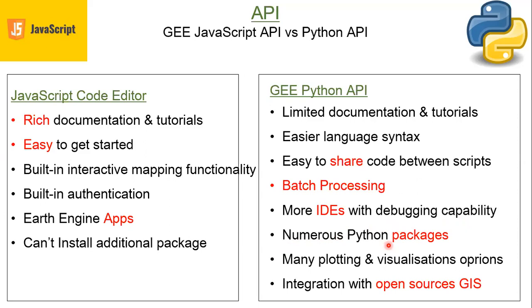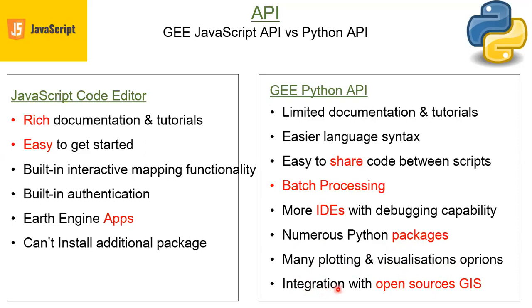There are numerous Python packages which can be used with Google Earth Engine data directly or indirectly. Though it doesn't have built-in interactive mapping functionality in Python, as I said, it has numerous Python packages available to display your datasets, charts, and plots. So you can use those for plotting and visualization options.